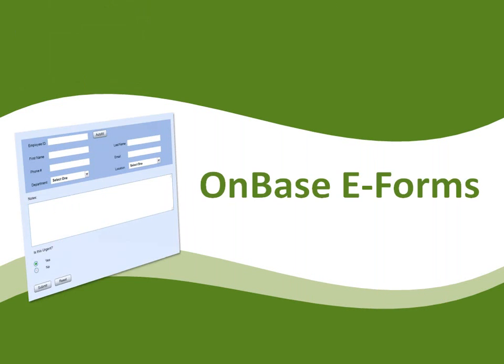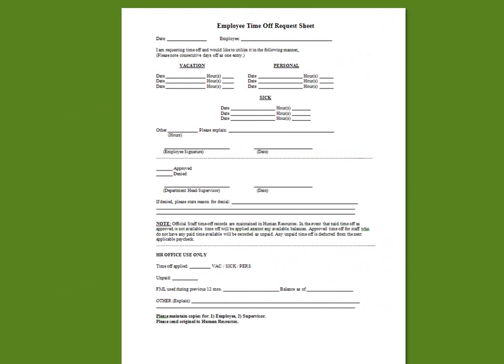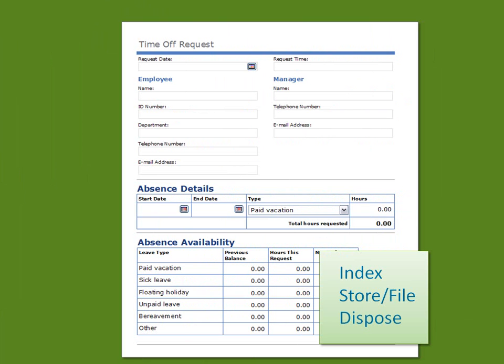Let's compare paper and other types of electronic forms to e-forms. Paper forms have to undergo many steps to manage them in the physical world and to convert them to an electronic format. Other types of electronic forms still require manual labor associated with receiving, indexing, and storing those forms.